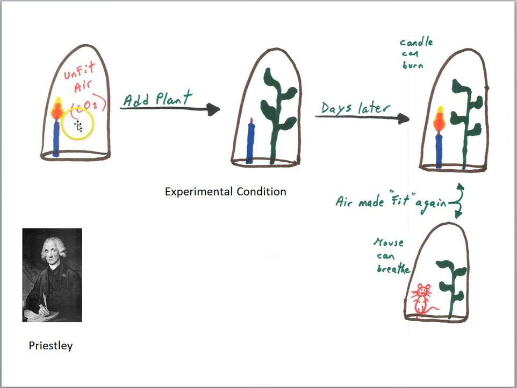In fact, we'll be learning that what we've added to the air is more CO2 from the burning process, but we've used whatever that substance is that's critical for flame and life. But then what he's going to do is he's going to add a plant to this chamber. So we've got unfit air and add a plant.